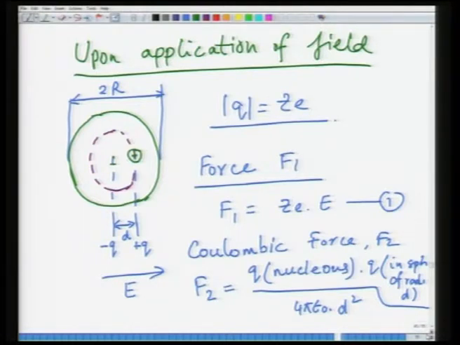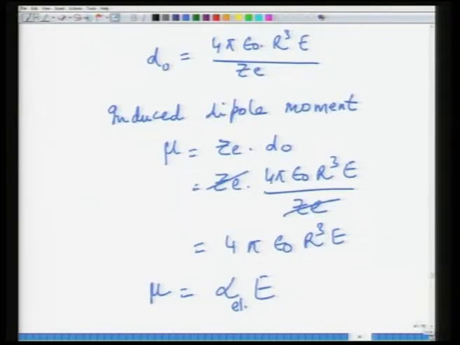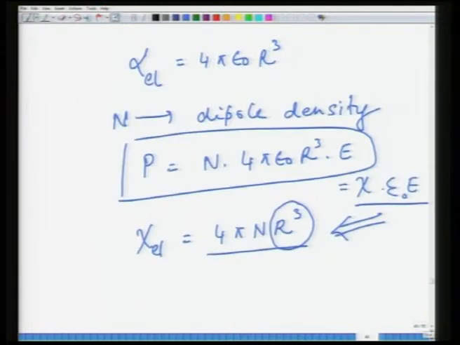You calculate the forces due to electric field and the opposing force, which will be Coulombic force, and equate these two forces to find out the equilibrium separation, the equilibrium distance. This gives rise to the dipole moment, and from that we can find out the electronic polarizability. The conclusion we drew from this exercise was that the larger the atom is, the larger the polarizability is.